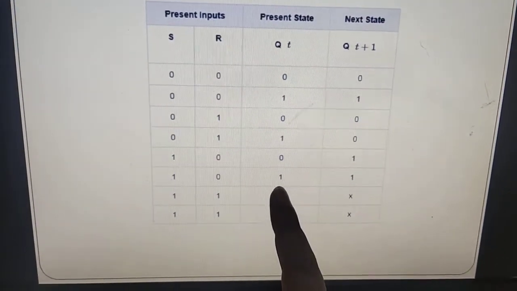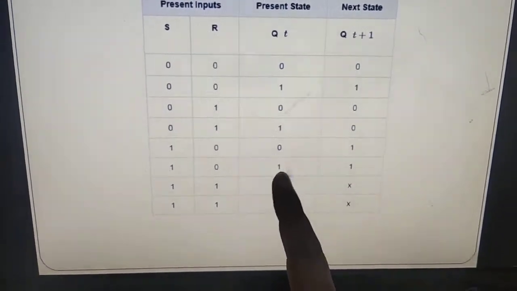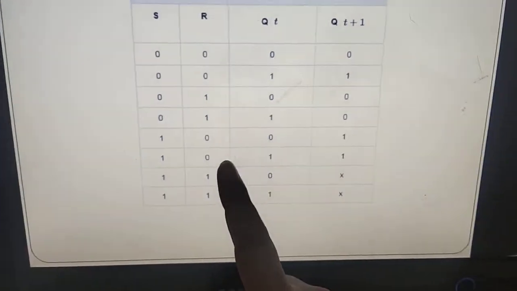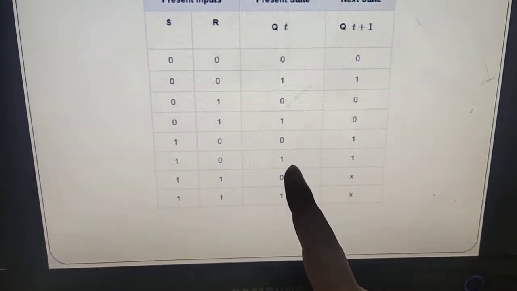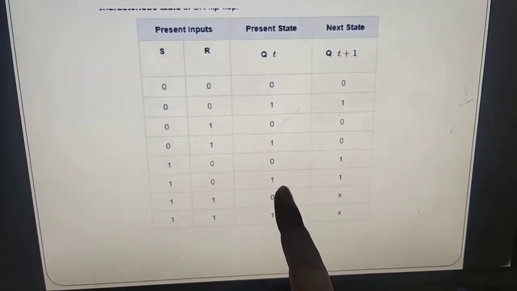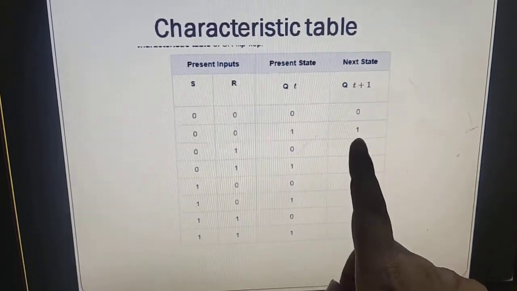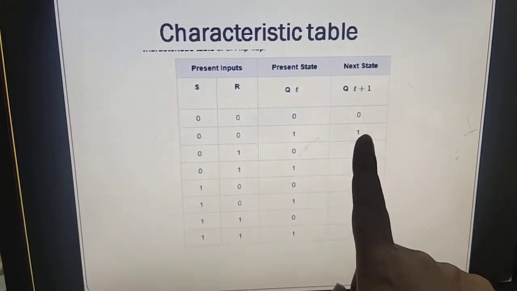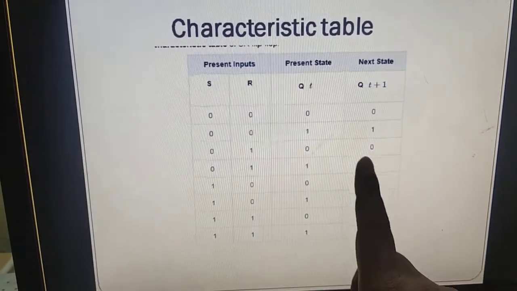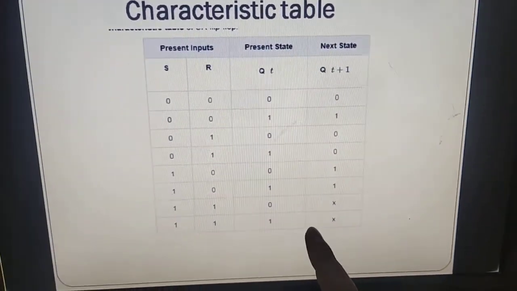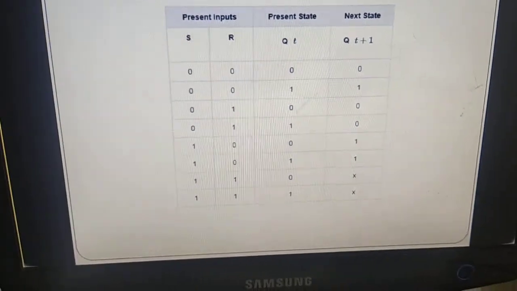And S is equal to 1, R is equal to 0 means I am taking this is equal to 1. This is before you apply the clock triggering. After you apply the clock triggering, this remains as it is. So before you apply the clock triggering, it is 0. The next state is 0. Once you apply the clock triggering, it remains the same. You change it and you see it. Before you apply it, it is as it is. After you apply it, it changes. And when you have both ones, it is an impossible condition.